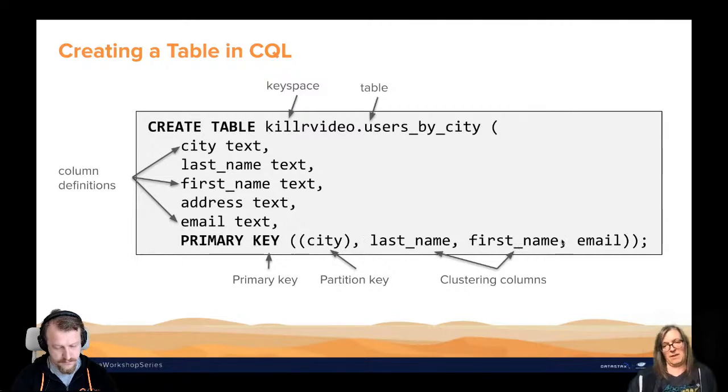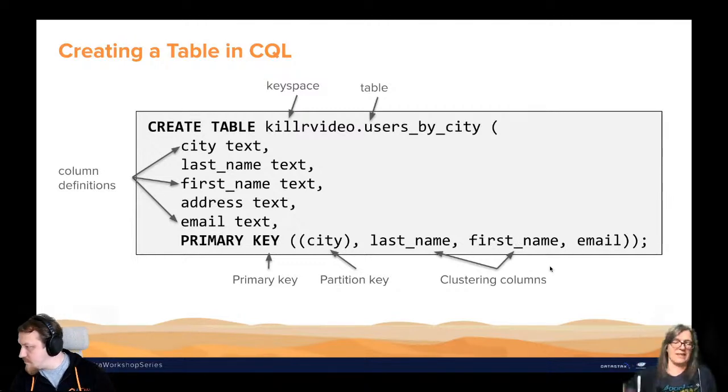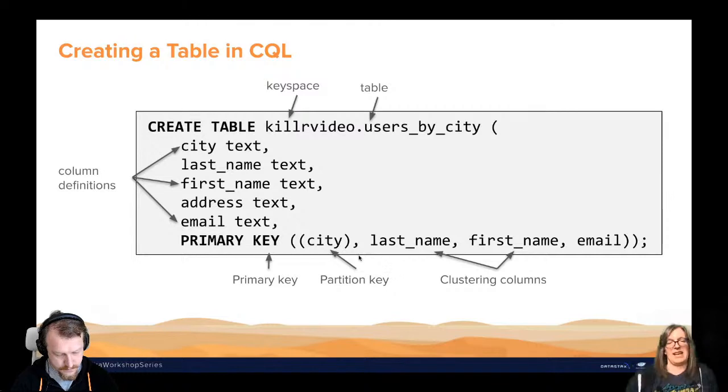Every table has to have a primary key. And the primary key is composed out of user data, right? You see here, we use the city, we use the last name, first name, email. As I said, no consecutive numbers or anything. And every primary key needs to have a partition key, because you always have to tell the database where to store the data in the distributed environment.